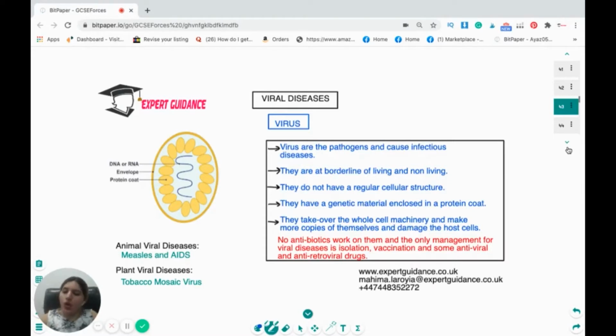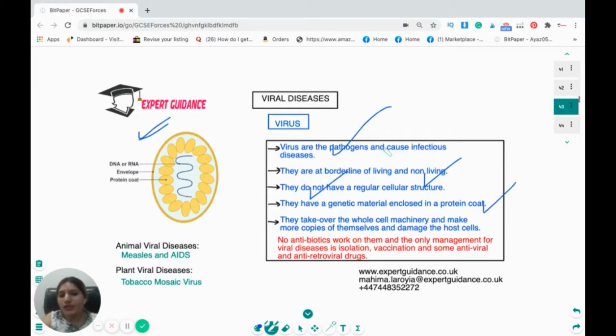Now we'll be looking over each of these pathogenic diseases one by one. We'll be looking over a viral disease in plants and animals, a bacterial disease, a fungal disease, and a protist disease. Now, what are viruses? Viruses, as we said, are pathogens and cause infection and diseases. They are at the borderline of living and non-living. They do not have a regular cellular structure. If you just see the structure of the virus, it looks something like this: a protein coat with the genetic material, DNA or RNA, inside it.